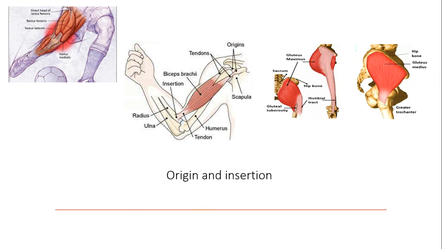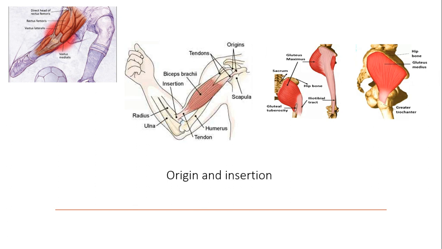For instance, with a gymnast, when he or she performs plantar flexion of the ankle, the origin is the femur and the insertion is the calcaneus. So when the gastrocnemius contracts, it causes the calcaneus to move, giving the action of plantar flexion.